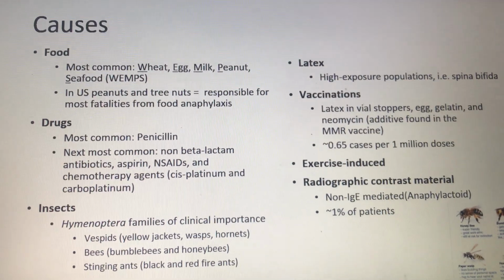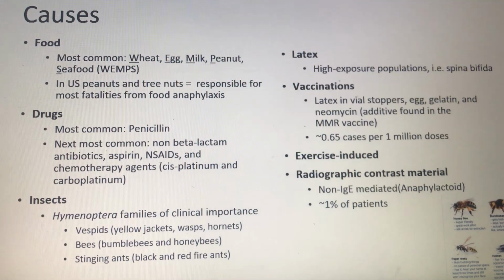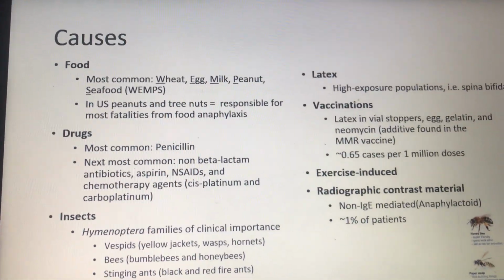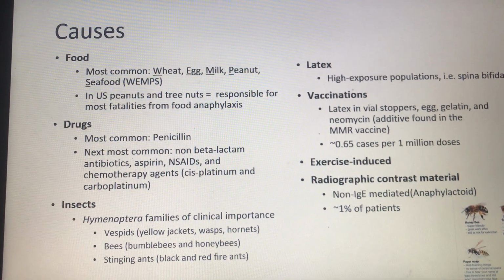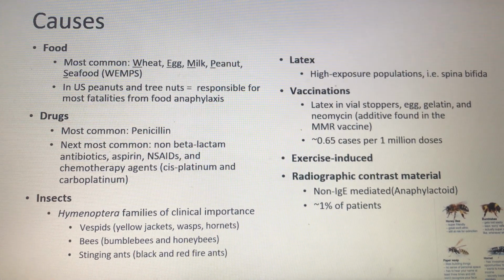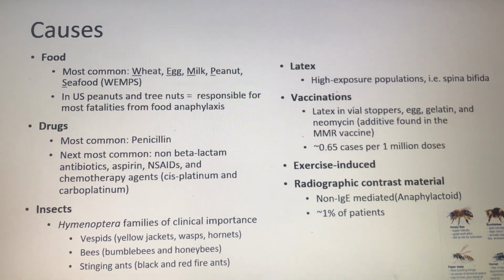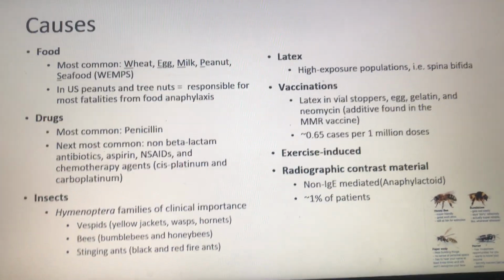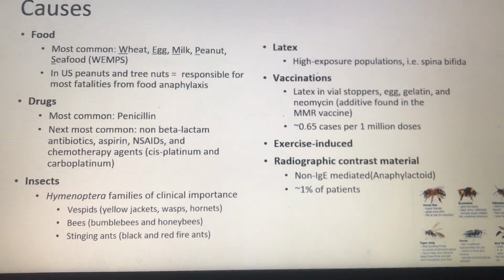The most common cause of anaphylaxis is food allergy. In most countries, like the US, peanut is the most common cause. Drugs like penicillin, insects like bee stings, latex, vaccination, and even radiological contrast can cause anaphylaxis.